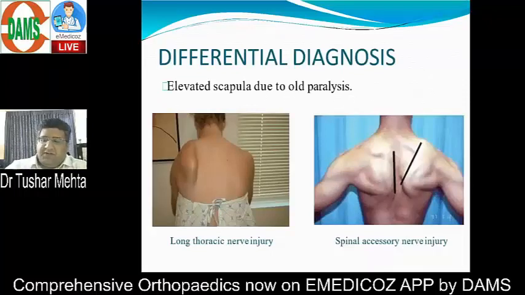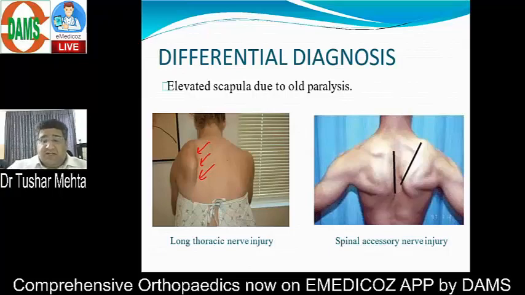There are two differential diagnoses. One is the palsy, the long thoracic nerve. I hope you remember the LTN, the long thoracic nerve, or the nerve of Bell, or the nerve to serratus anterior, C5, C6, C7. I'm sure you guys know that, that is also one of the reasons for winging of scapula. When you press against a wall, the medial border of the scapula becomes prominent. So that is again one differential diagnosis.